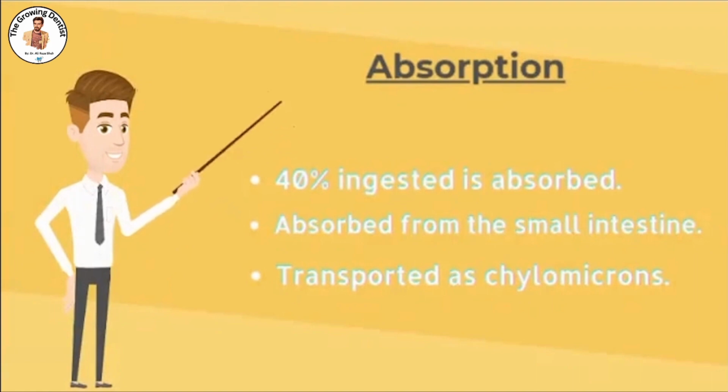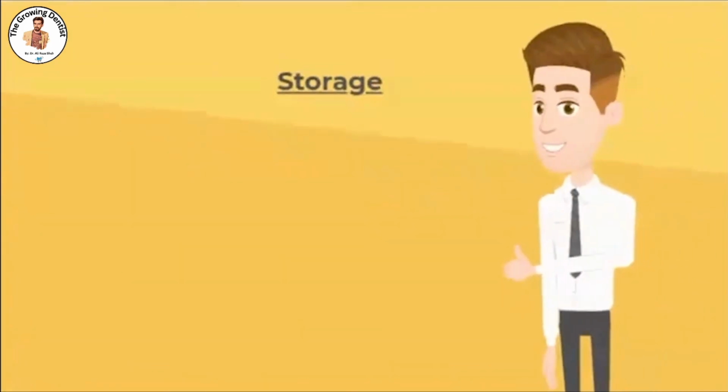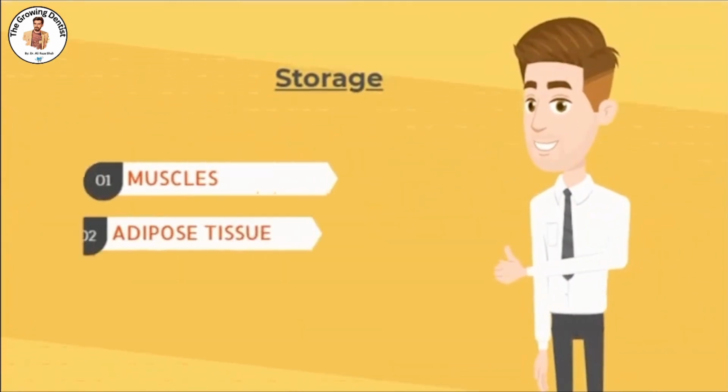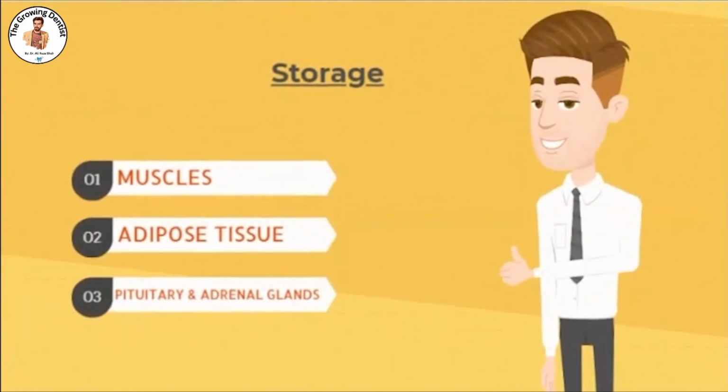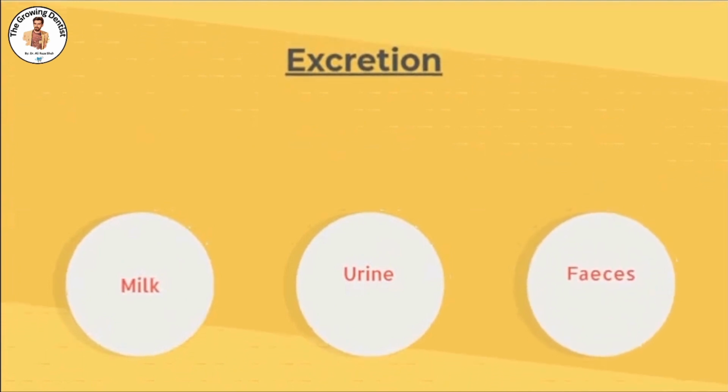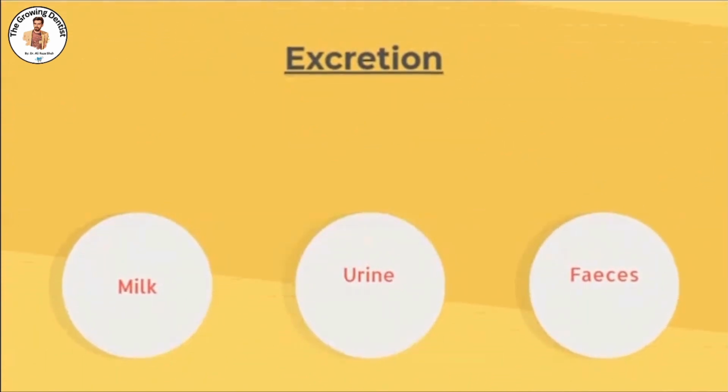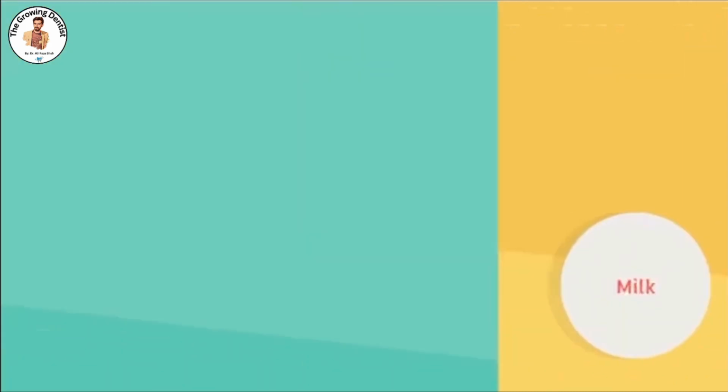Once vitamin E is absorbed, it is mainly stored in muscles and adipose tissue. But to a lesser extent, it is also stored in the pituitary and adrenal gland. Very little vitamin is excreted through urine and feces, while it is mainly excreted in the milk of lactating females. Vitamin E occurs in nature as a yellow oil.